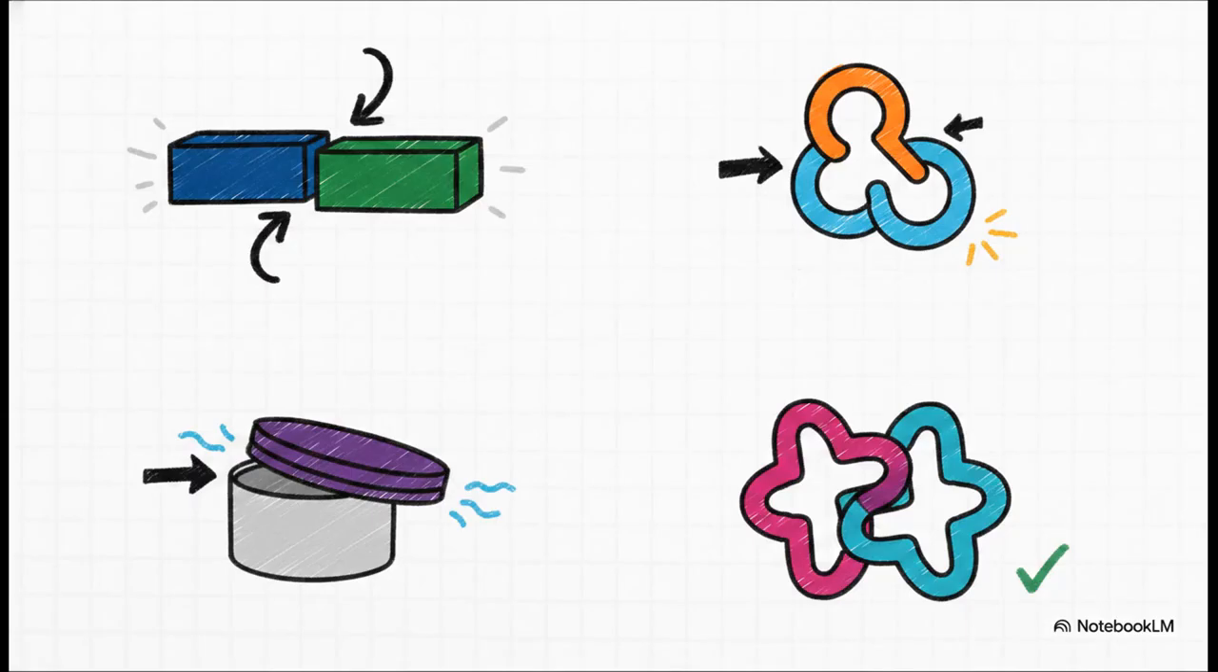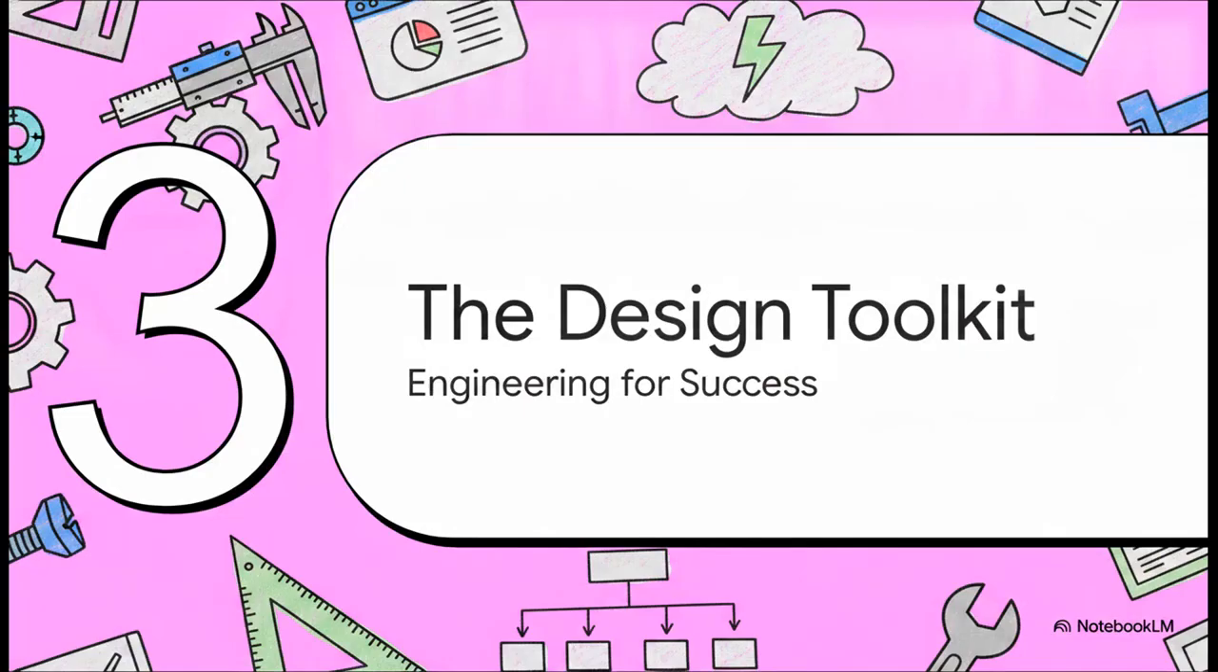And the best part is that this philosophy applies to a massive variety of connections. Whether you're modeling super tight press fits, satisfying snap fits, functional lids, or even complex interlocking parts, designing for the process ensures these connections work straight off the print bed. No more hours of tedious post-processing or recalibration. That brings us to section 3, the essential design toolkit, engineering for success.